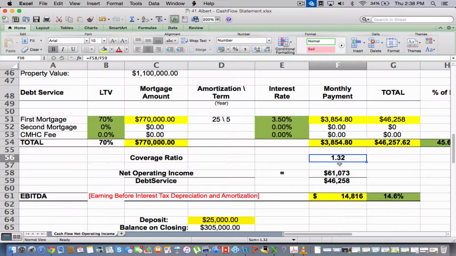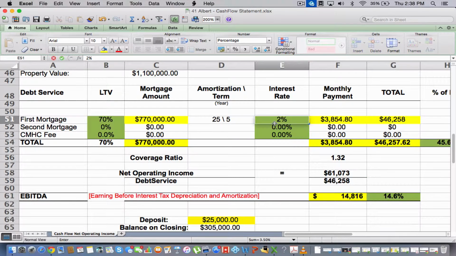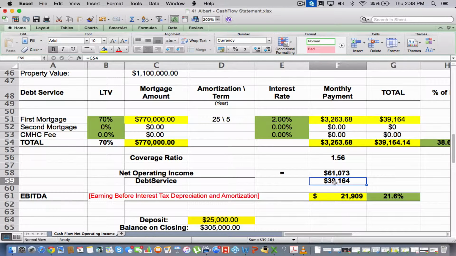To show you that in real life, let's just really quickly change this interest rate to 2%, which would make the debt service cheaper and make that number lower. So we change that to 2, right? The debt service just got cheaper, went from 46,258 to 39,000, almost $7,000, and you can see the coverage ratio changed. Okay, so the higher the coverage ratio, the more profitable the property on paper.